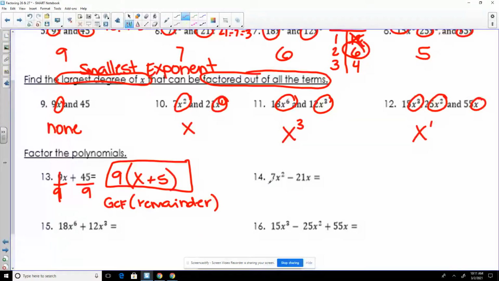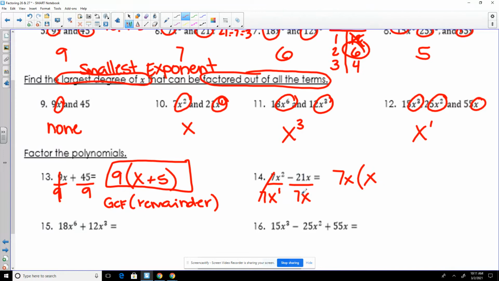Looking at 14, 7 is the greatest integer that can divide into both 7 and 21. And we said that we can factor out an x, 1x. So my GCF is 7x. And what am I remaining with after I factor out a 7x? Well, 7 over 7 is 1. And then x squared divided by x. What do we do with exponents when we divide? You subtract. So what is x squared divided by x to the 1? 2 minus 1 is 1.